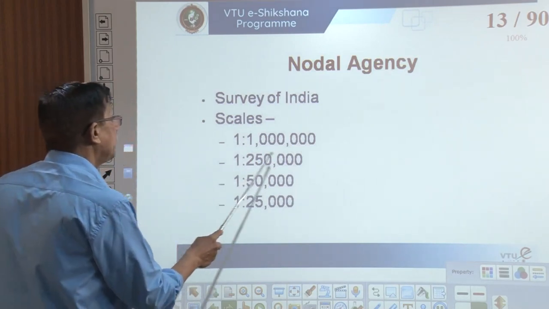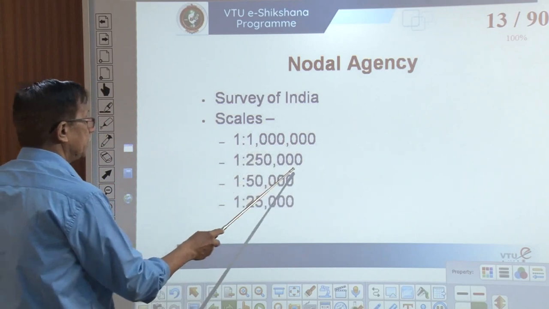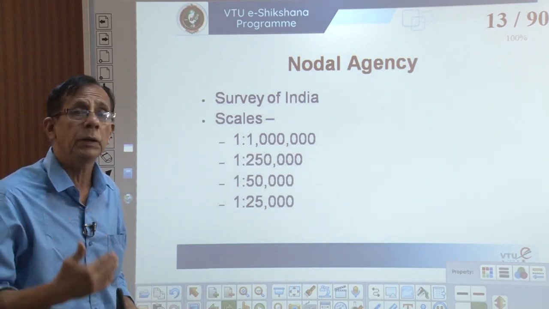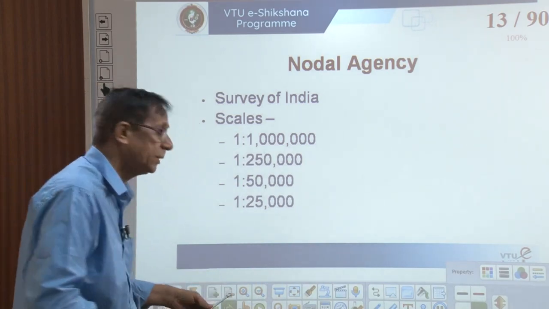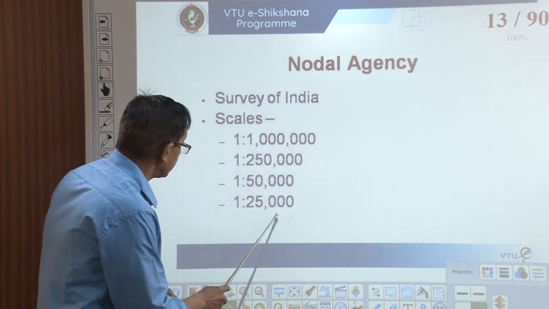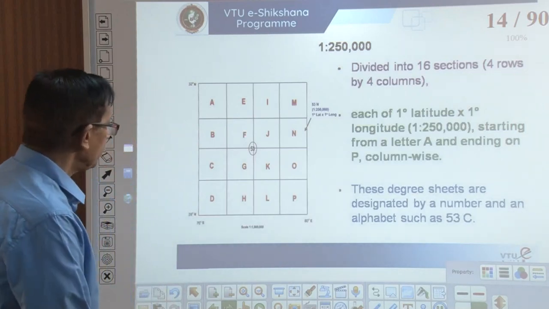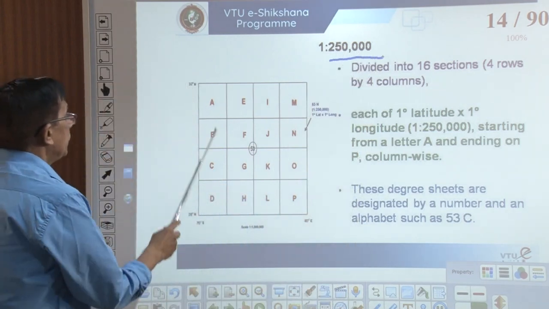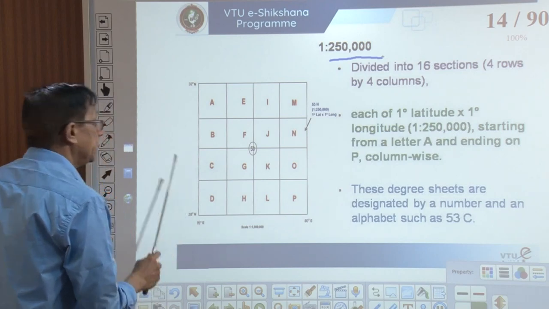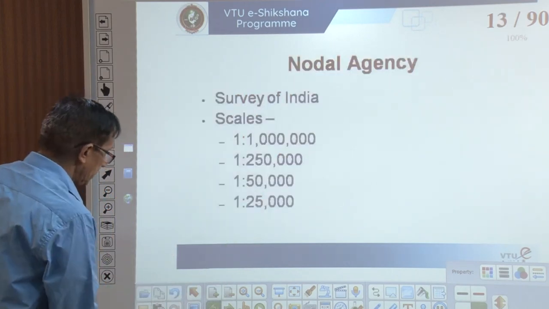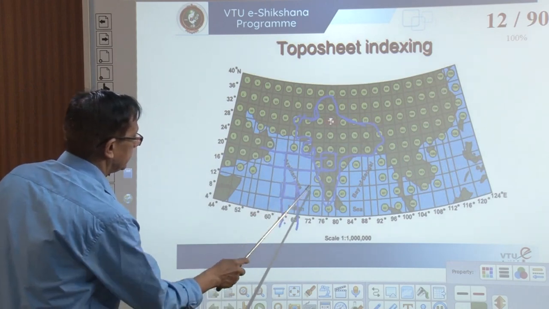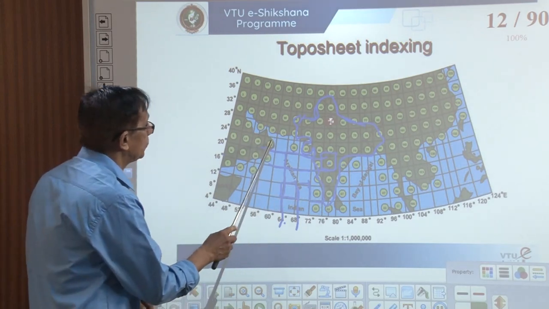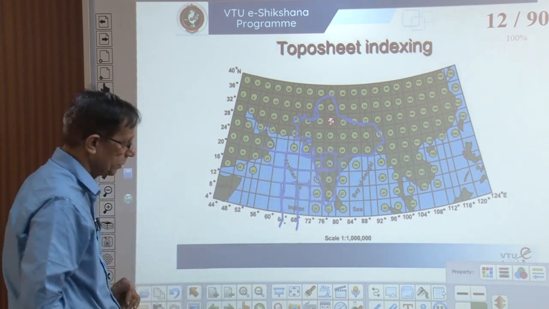And these are available in different scales. This is one, this is another, this is another. These are the different scales in which topo sheets are available. Depending on my interest, I have to specify that this is the topo sheet I need, in this scale. See, this is 32 degree, 28 degree, and just now we mentioned 4 degree. This is one, this is another. Remember, wherever they are associated with land, this number system is followed.